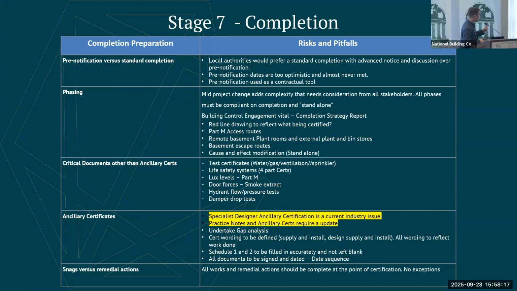I'll have a slide in a minute. So remote basement plant rooms, external plant rooms and bin stores are always something to consider when you're looking at a phase completion as well. So if you have two blocks over a shared basement and you want to hand over one particular block, then everything in the basement that is related to that block needs to be handed over as well. And that might not result in a very clean handover of a basement.